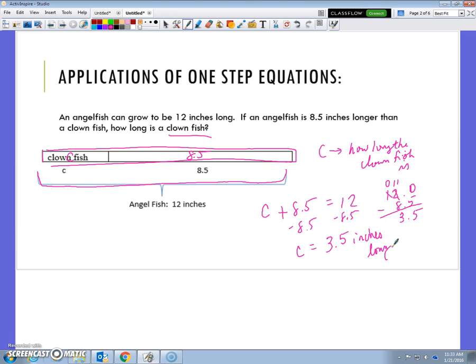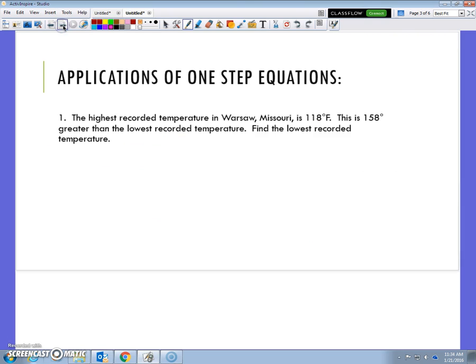All right, so one more time. This diagram represents the whole angelfish, and we know that the angelfish is 8.5 inches longer than a clownfish. So here's the 8.5 more than the clownfish, only this much. So clownfish plus 8.5 should equal the total length of the angelfish. All right, let's take a look at another one.